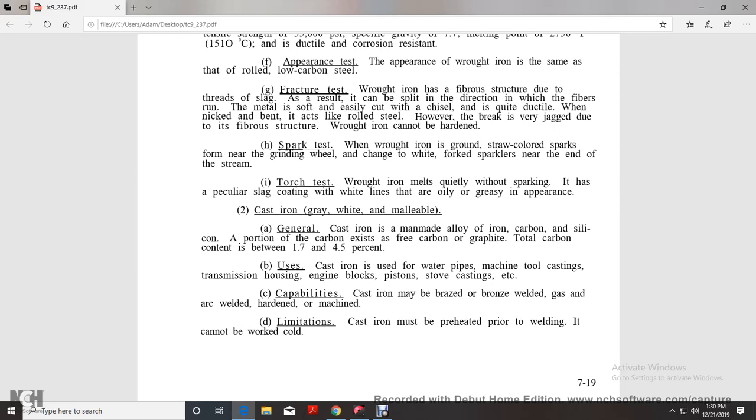Cast iron: gray, white, and malleable. General: cast iron is a man-made alloy of iron, carbon, and silicon. A portion of the carbon exists as free carbon, graphite. The total carbon content is between 1.7 and 4.5%.